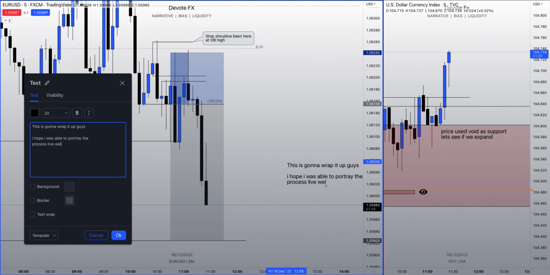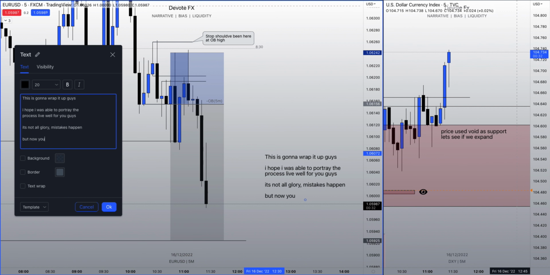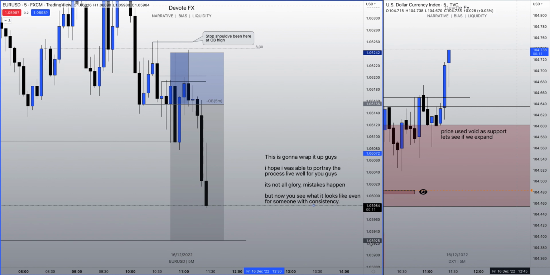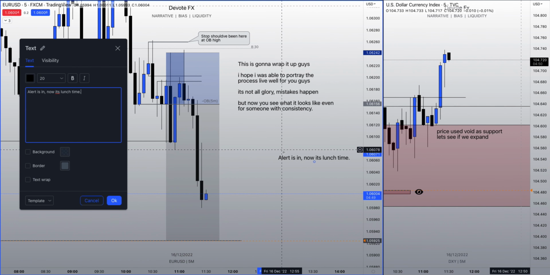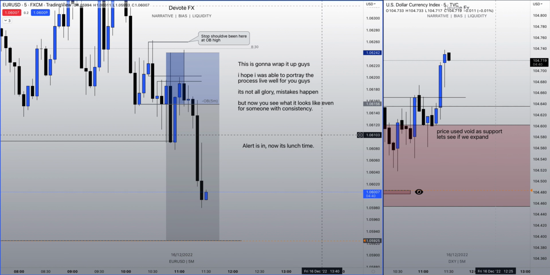This is going to wrap up the session for me. It's about 11:30. I think it's important to let you guys know, even as a consistent trader, a knowledgeable trader, a profitable trader, these mistakes still happen. Discretion is very important to keep us out of bad trades. And yeah, it's not always glory, even when you know what you're doing. You can make mistakes like I've shown you here, and still make money, as I've also shown here.